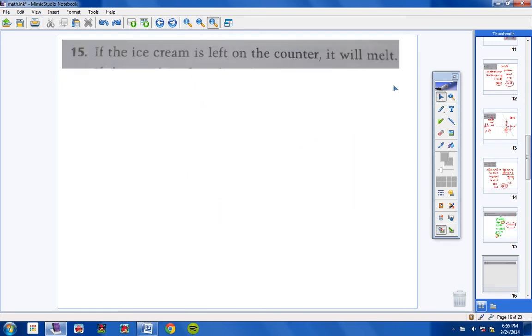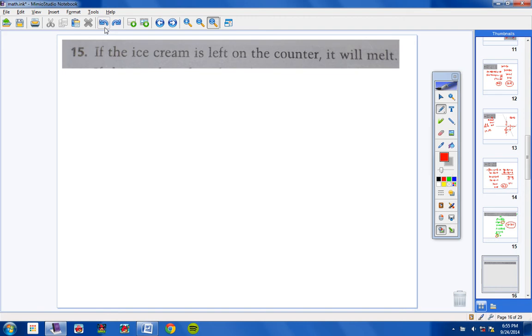Okay, students, the directions for 15 and 16 say to write the contrapositive and the converse. So here we go for the contrapositive. If the ice cream is left on the counter, it will melt. Don't forget, students, we have to pick up the end and write it first, and then pick up the if part, the hypothesis, and write it last, and we have to change each one. So here's the contrapositive.